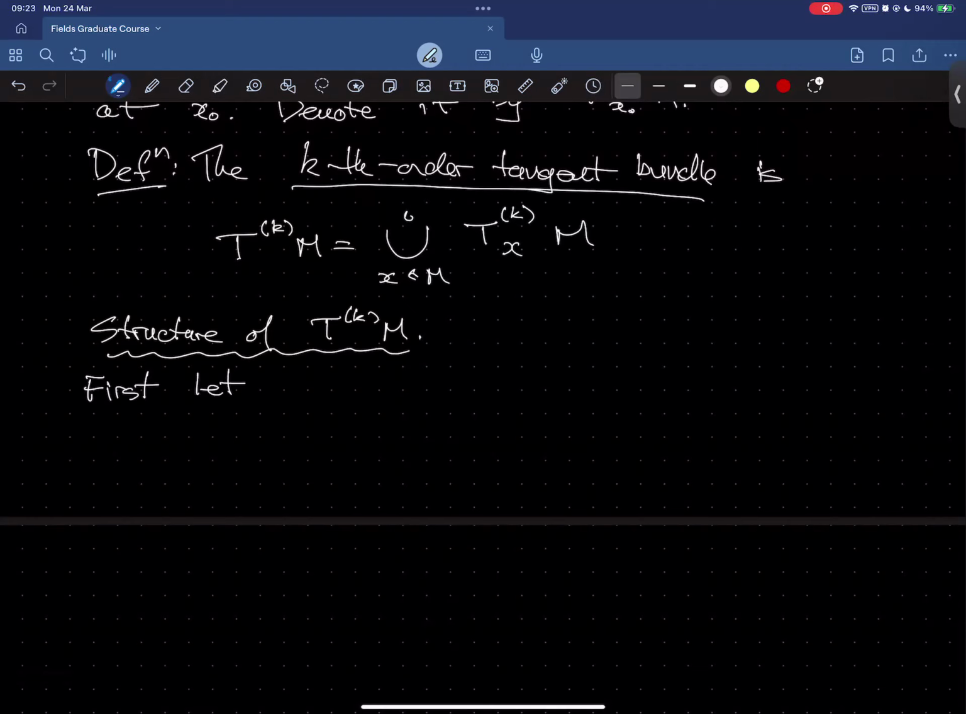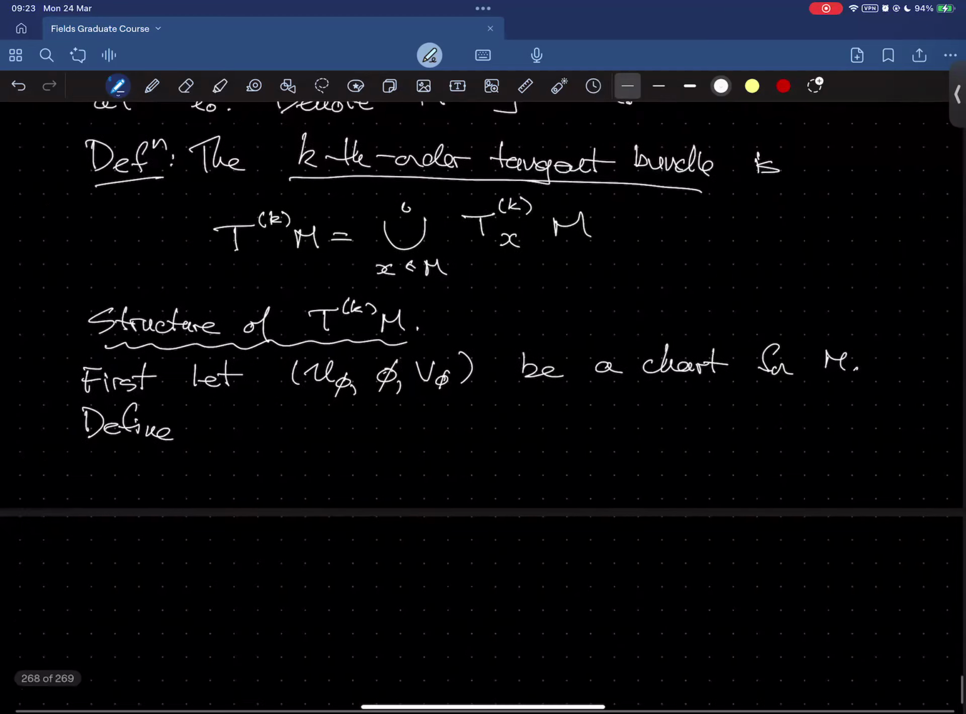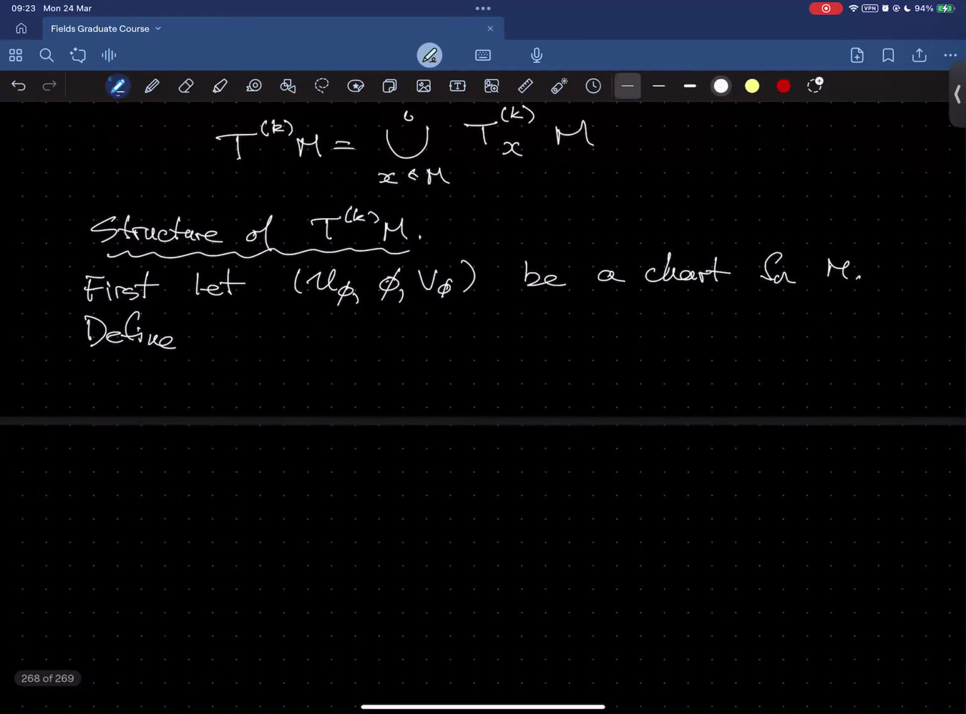First we're going to do the same thing as we did for the tangent bundle, and that is given a chart (U_phi, phi, V_phi) for M, we're going to build a chart for T^k M. And the definition is rather what you would expect. It's one of these situations where if somebody forced you to say what these symbols meant, given all the constructions we made so far, there's only one possible choice, and this is it.